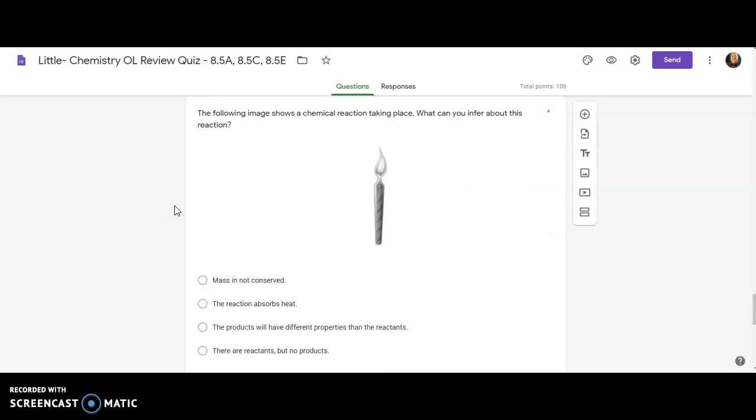The following image shows a chemical reaction taking place. What can you infer about this reaction? In a chemical reaction, kids, remember, what happens when I have a chemical reaction? Mass is not conserved. The reaction absorbs heat. The products will have different properties than the reactants. Or there are reactants but no products.